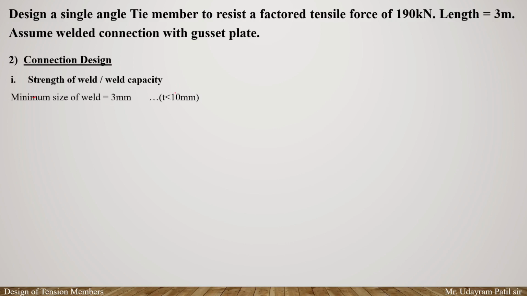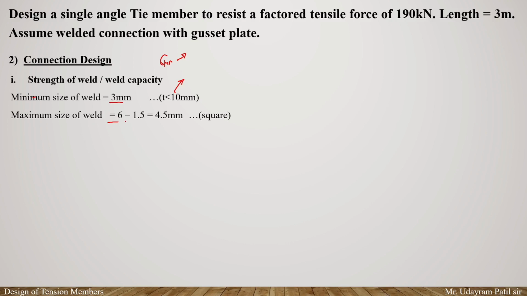Okay, again as per the IS code, अगर आपका particular जो section है उसकी thickness is less than 10 mm, और particular section obviously less than 10 mm है आपका. ओके, सो आपका जो सेक्शन है वो 6 mm का है, देयरफॉर इट इज लेस देन 10 mm. सो फॉर दैट पर्टिकुलर सेक्शन द मिनिमम साइज ऑफ द वेल्ड एज पर IS कोड इज 3 mm.